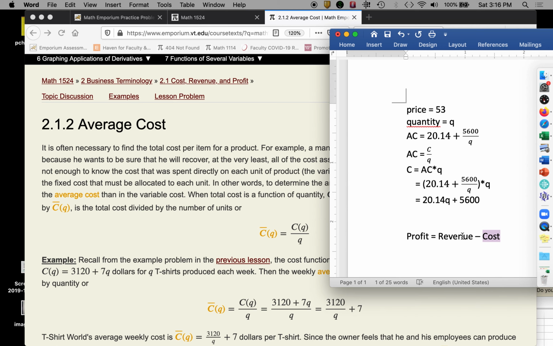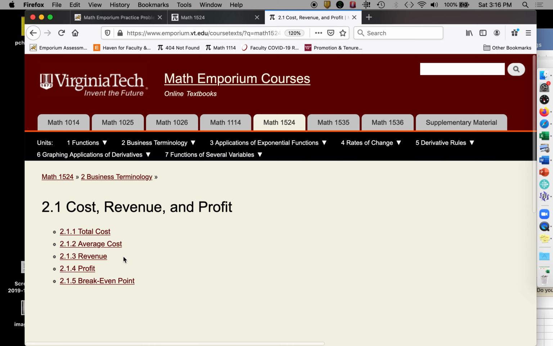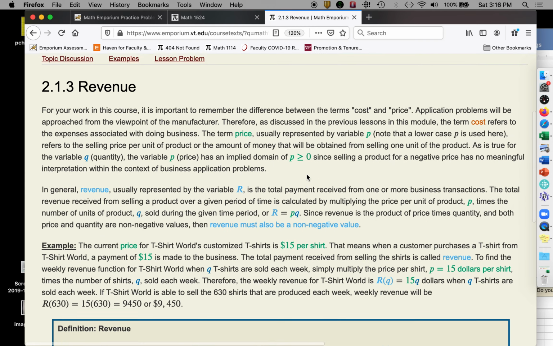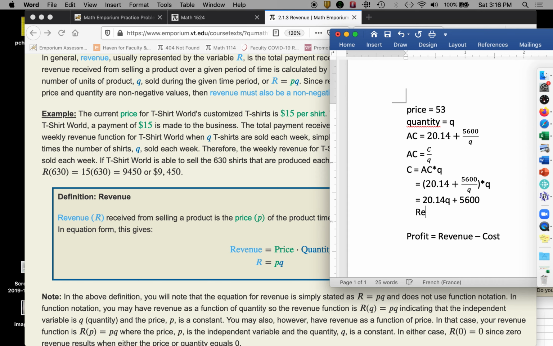But I need to know the revenue, and I'm going to need some information about that. Let's see, revenue is in 2.1.3 in the textbook. Revenue is equal to price times quantity, P times Q. So let's write that down. Revenue is P times Q. And they gave us the price was 53, and we know our quantity is Q. So the revenue is 53Q.